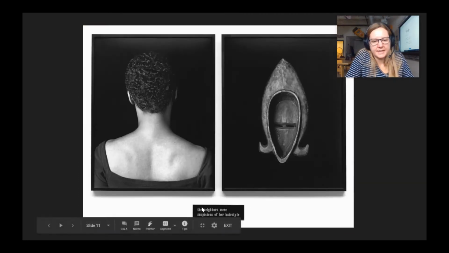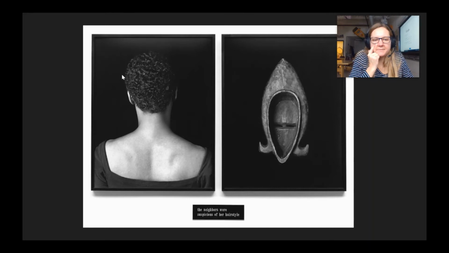This one says, the neighbors were suspicious of her hairstyle. So in here, she did a diptych where it's a photograph of a woman with her head turned away from the viewer. And then we have a photograph of a sculpture, which is a mask. It looks like an African mask with a hairstyle like this.